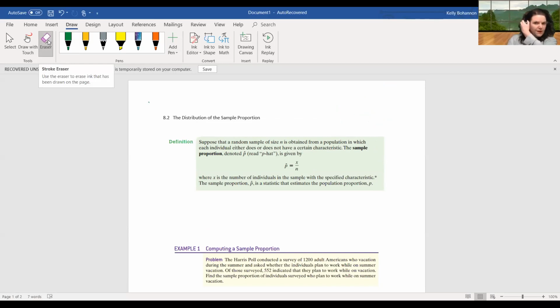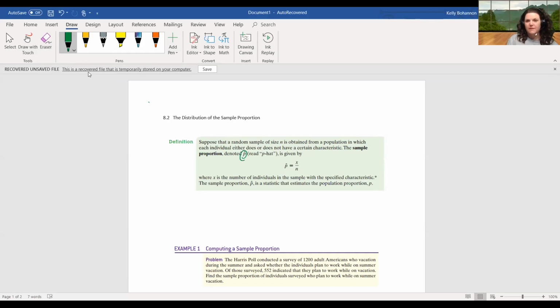So this is the definition of the sample proportion. Suppose that a random sample of size n, of course a lowercase n because it's a sample, is obtained from a population in which each individual either does or does not have a certain characteristic. For example, they do enjoy online learning or they do not. They do write with their right hand or they do not. So you get the point.